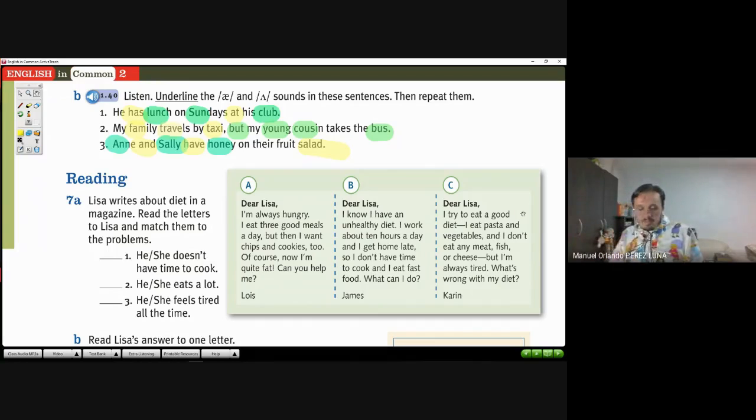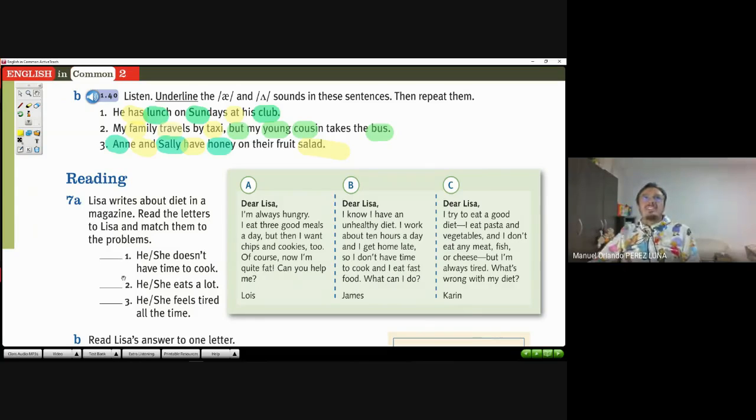Okay, perfect. Thank you so much. So we have three different problems, no? A, B, and C. Now we are going to classify them into these three items. So he or she doesn't have time to cook. Which is this problem? This is B. Because James doesn't have any time to cook. So this is the letter B.